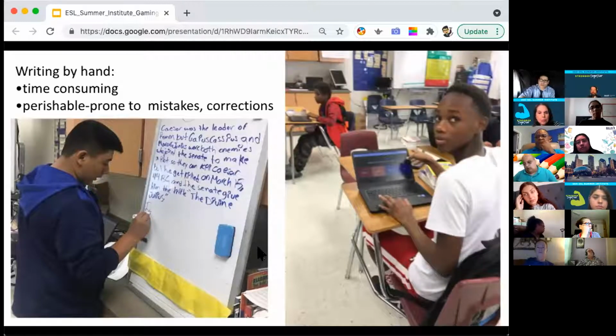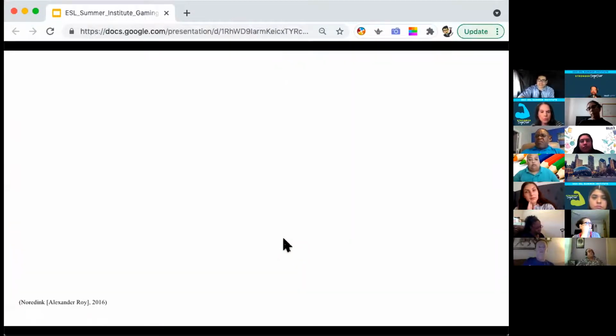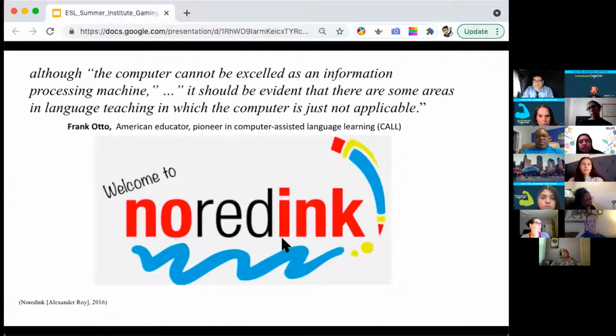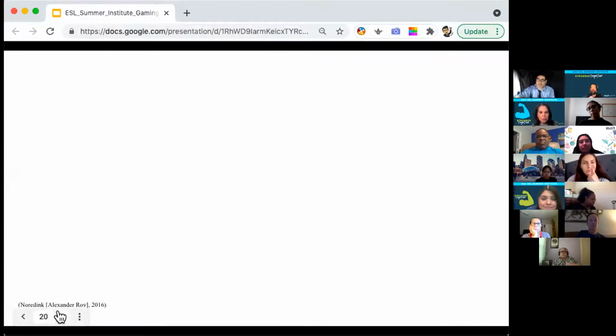So we want to leverage the power of computer software to address these needs and to promote students learning to take initiative. Now, while some have said that there are certain areas in language teaching in which the computer simply isn't applicable, welcome to NoRedInk. I make the disclaimer that I am not paid by the company. I am not getting paid to promote this product.